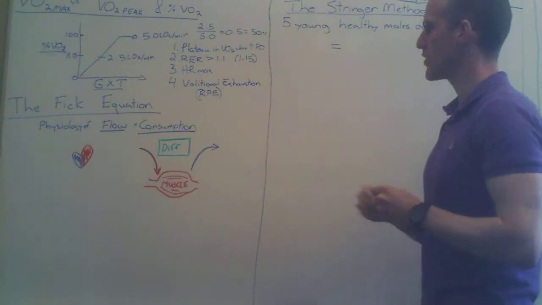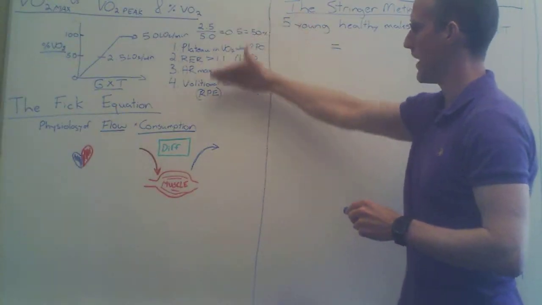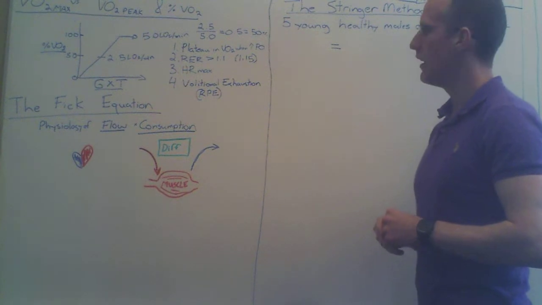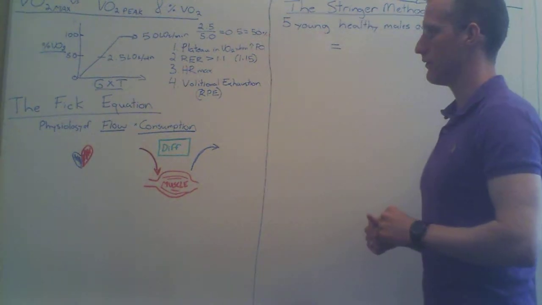So that's a graded exercise test, that's VO2 max, and those are the 4 criteria. The next concept is the Fick equation. We'll get to that one in a second.